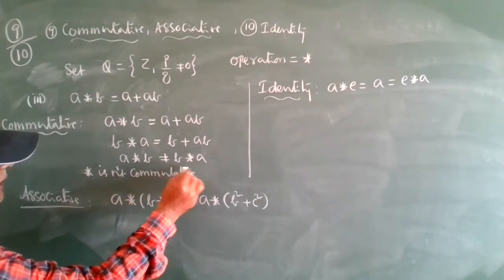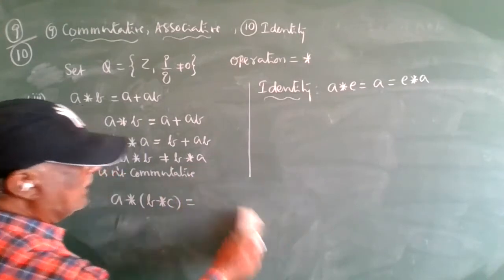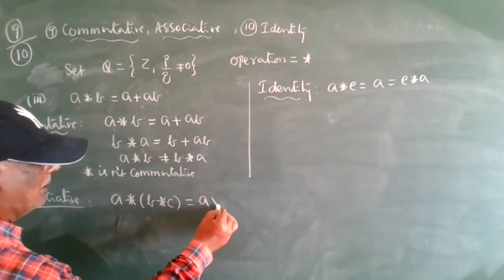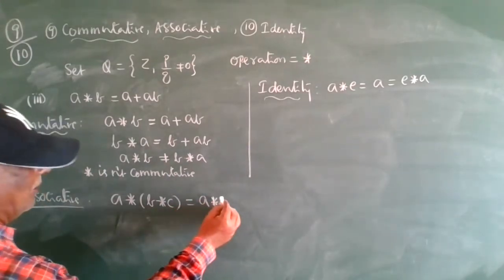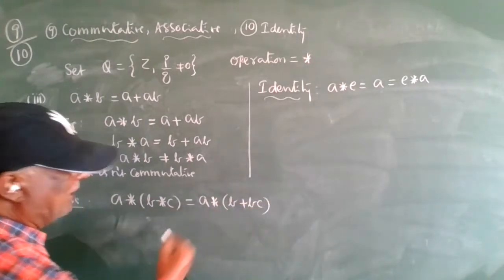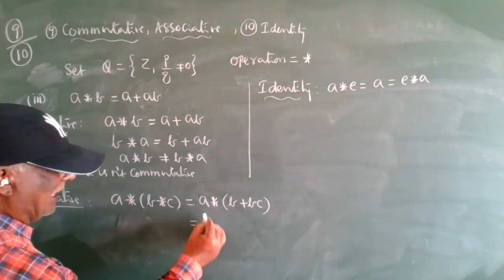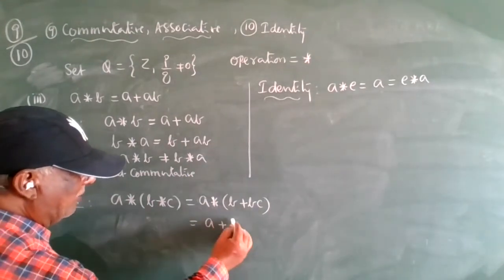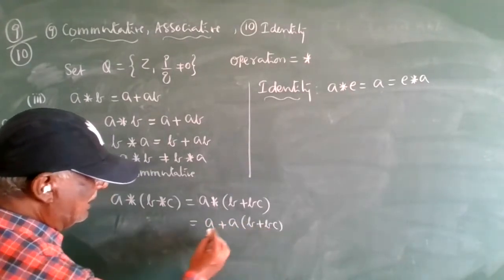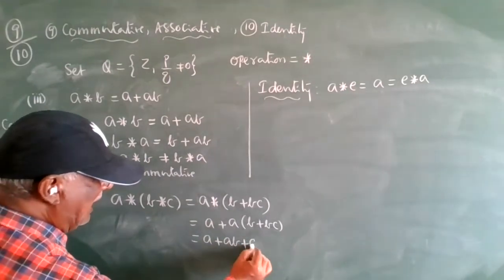Finished. Associative, check everyone. Check the associative. A star (B star C): this is first element plus product of the two. That is equal to first element and product of the two, A into B plus BC. This is A plus AB plus ABC.